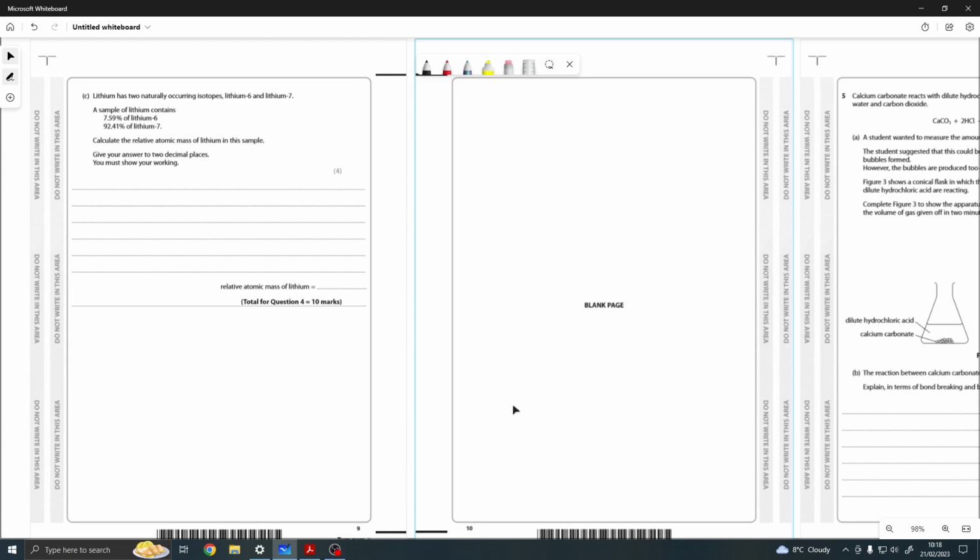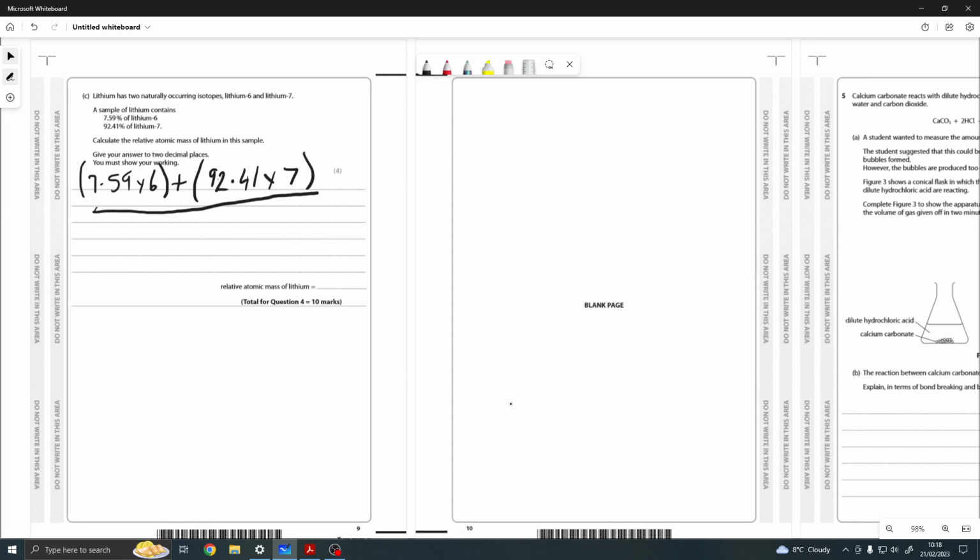Right, so how you do this, very simply, is very straightforward. So you take your, I'm going to put brackets, take your 7.59 and you multiply it by the mass number, 6. Okay, you add that to 92.41 times 7, and then you divide all of that by 100. Okay, so what you've got is basically the proportion of your 2 isotopes as a kind of percentage. So as a proportion rather.